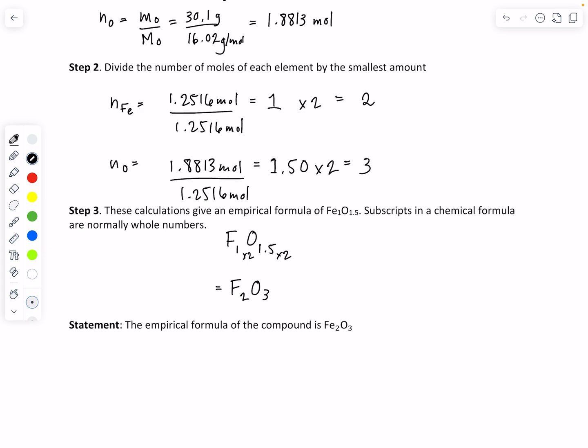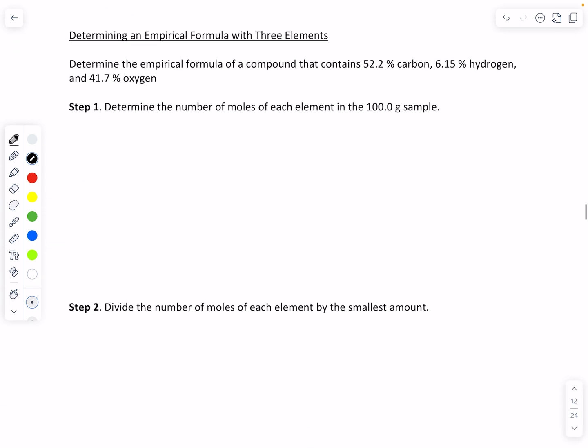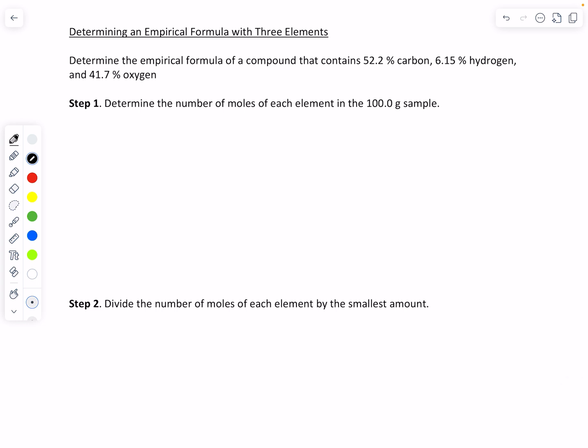Let's determine the empirical formula with 3 elements. Determine the empirical formula of a compound that contains 52.2% carbon, 6.15% hydrogen, and 41.7% oxygen. Let's start by determining the number of moles of each element in a 100-gram sample. Again, choosing this 100-gram sample makes calculating the mass with these percentages really simple.